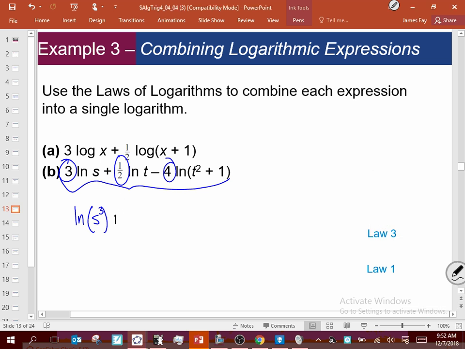All right, so then it's going to be plus ln of t to the 1/2. But what's t to the 1/2 the same thing as? Radical t. Minus then ln of t squared plus 1 to the 4th. There's nothing wrong with expanding that t squared plus 1 to the 4th, but there's absolutely no need to do it. So just leave it as t squared plus 1 to the 4th.